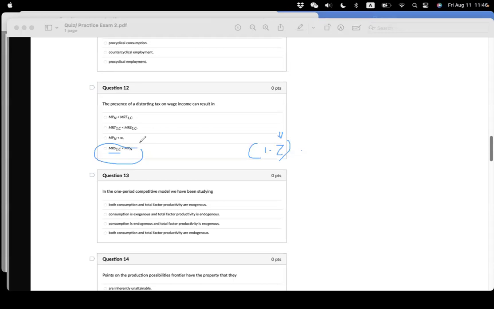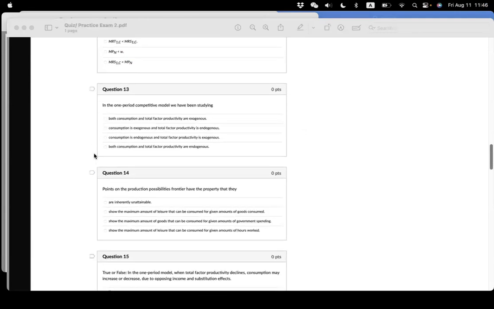Now, if there's a tax, it's going to reduce the marginal rate of substitution. Okay, so that's going to lead to a distortion, because without tax, the marginal rate of substitution and marginal productivity of labor are going to equal each other. And then we're going to reach the social optimum or efficient allocation. Okay? But due to the presence of distortion tax, it's going to change the value in the margin. Right. So this is 12.